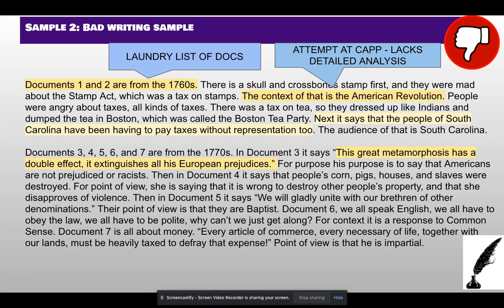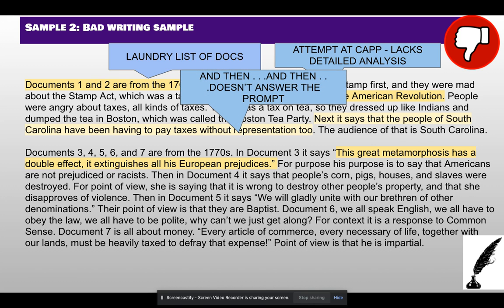The context is the American Revolution. Well, there's a lot going on during the American Revolution. Tell me a little more about that. And then they don't really answer the prompt because all they're doing is analyzing the document. It's not addressing why someone might be loyal or might have rebelled against the crown.